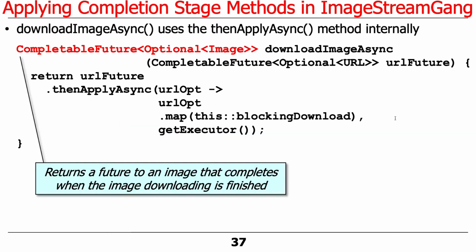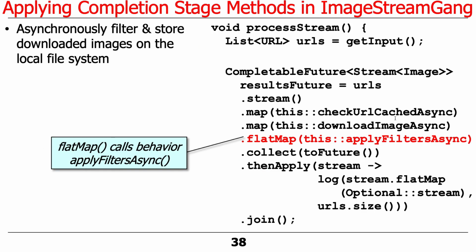And the last thing that gets returned here, as I mentioned, is a completable future to an optional image. So what we're going to get back from all this is a stream of completable futures to optional images. That's what comes back from map. So we'll have a stream of these completable futures. And then we're going to call flat map. Now remember, flat map is this funky intermediate operation that is able to give back more values in the output stream than were in the input stream.